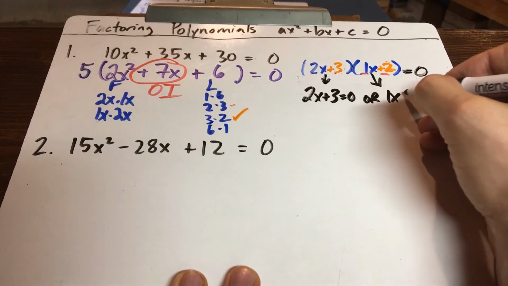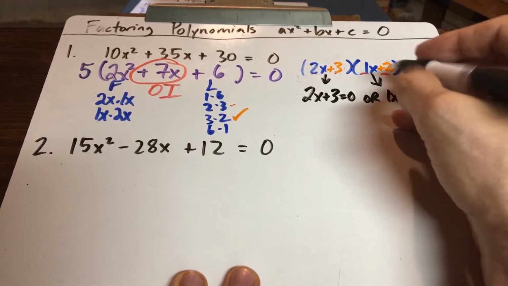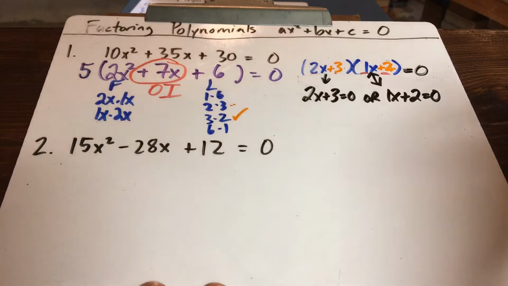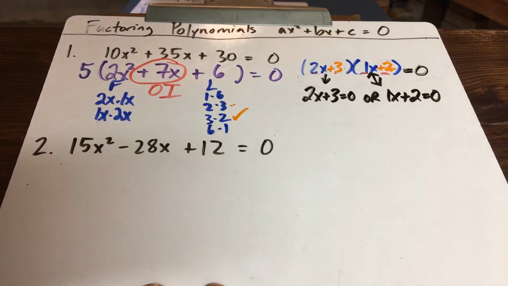Now, if you're very, very good at mental math, you can just say, hey, what number would go right there to make the whole parentheses equal 0? If you can do that in your head, go for it.